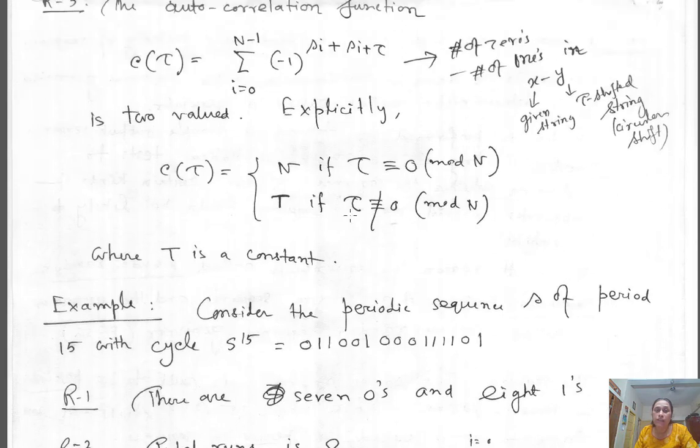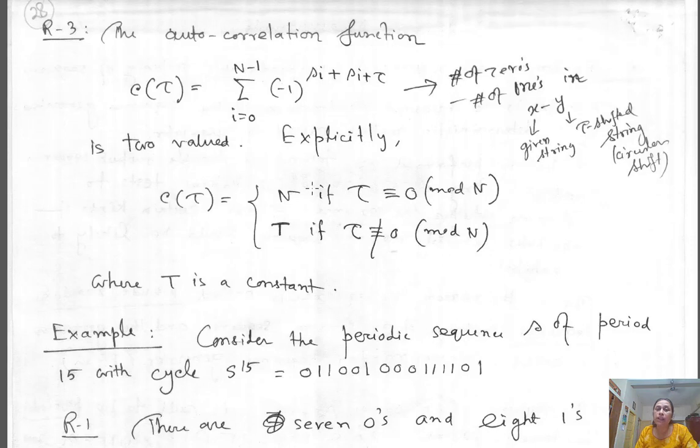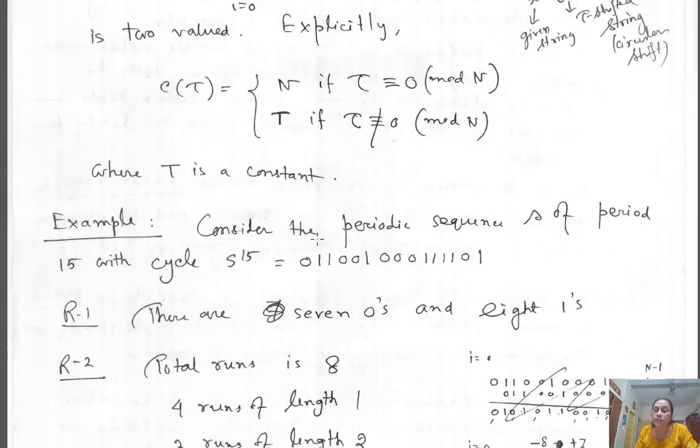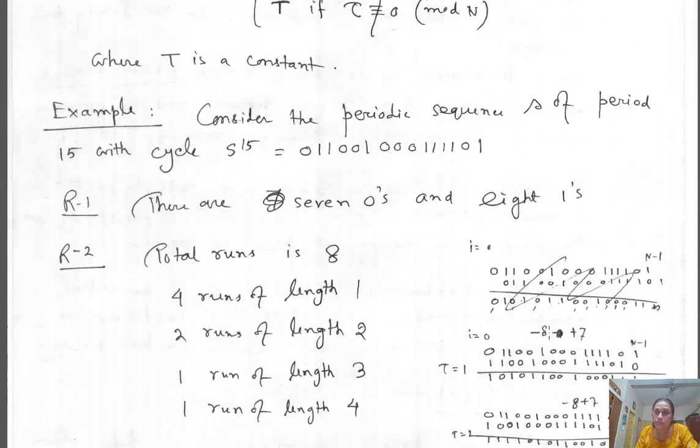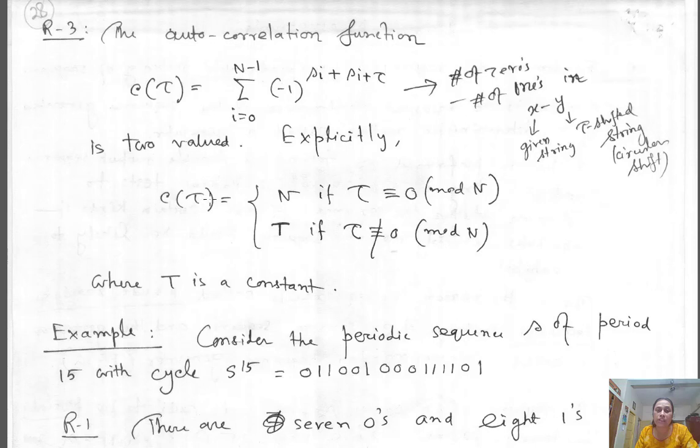So the C tau value is always minus 1 provided the shift is not equal to the period. If it is equal to the period, which is 15, then the value is 15. Otherwise, it is always a fixed value. Always this value is minus 1 for the sequence. So it is a two-valued function.